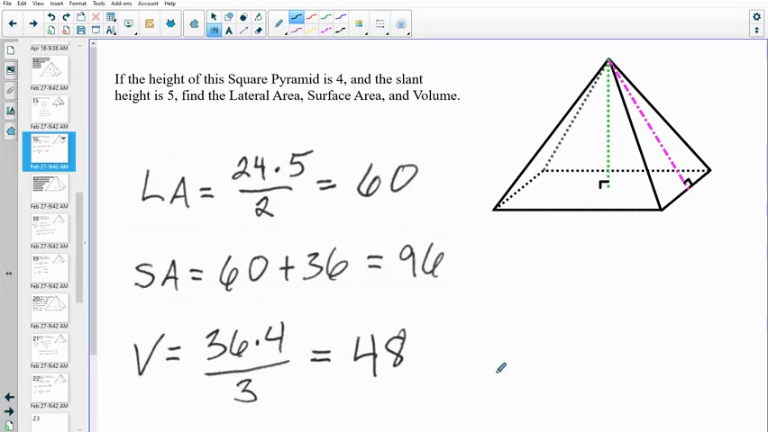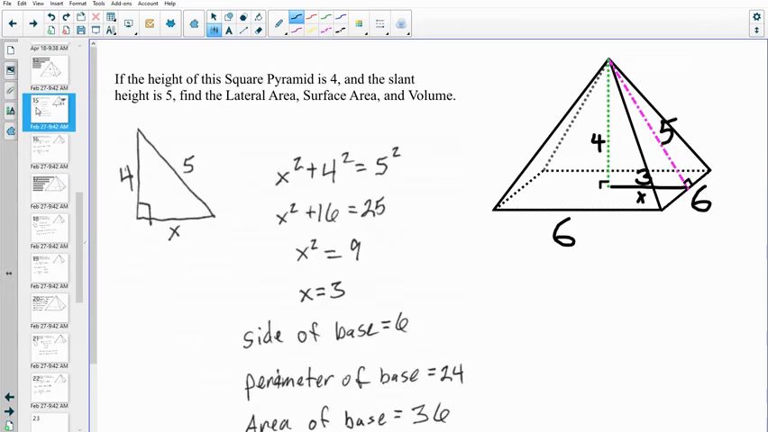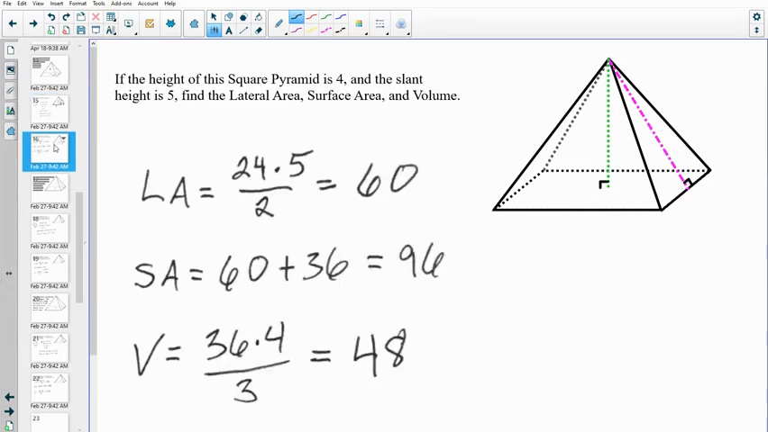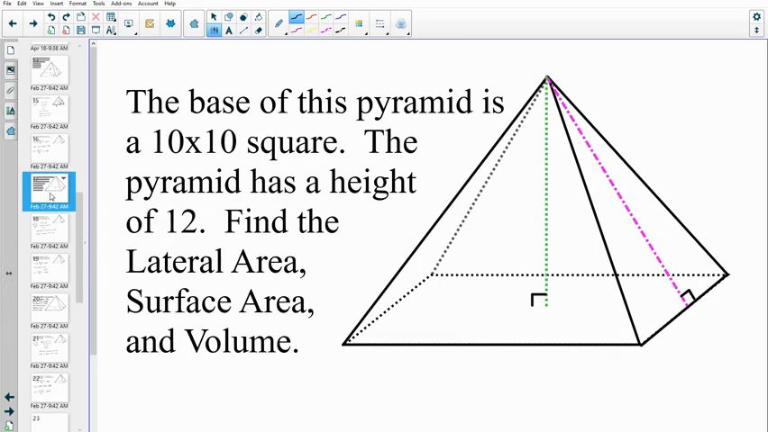So there we go. That's how these problems are going to work. Most of the work comes in finding different missing sides. And then once you've got that, you can plug everything into the formulas. All right, next one I want to take a look at. On this one, I'm given that the base of this pyramid is a 10 by 10 square. So these lengths are 10. The height is 12. You can see the diagram is not proportional, but that's all right.